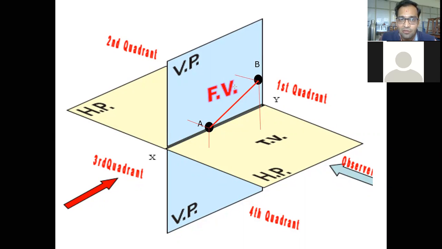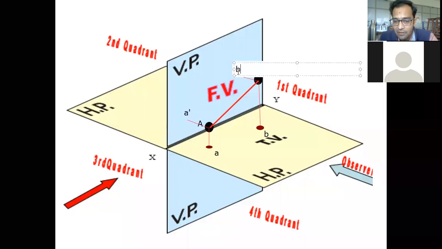Let us mention those positions also. I'll be having that position over here and over here. This position is going to be called a. Why it is a? Because it is the projection on horizontal plane. And here we are going to have a dash, and here we are going to have b dash. Let us drop those positions also.